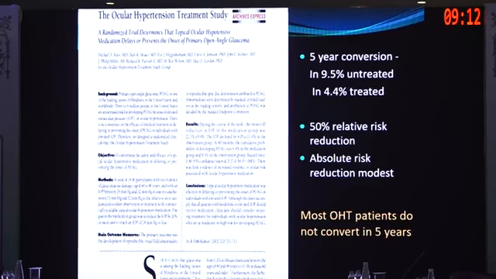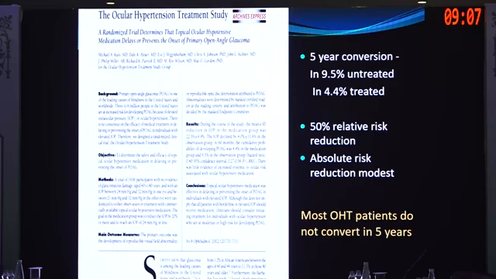This is a study, OHTS, which we rely on for our treatment. The 5-year conversion rate in this was found to be 9.5% in untreated eyes. Conversion means from OHT to POAG. And in treated eyes, the conversion was found to be 4.4%. Now, this was a good study with a good sample size, 1637, minimum limitations. A 50% relative risk reduction was found in those OHTs where treatment was started.